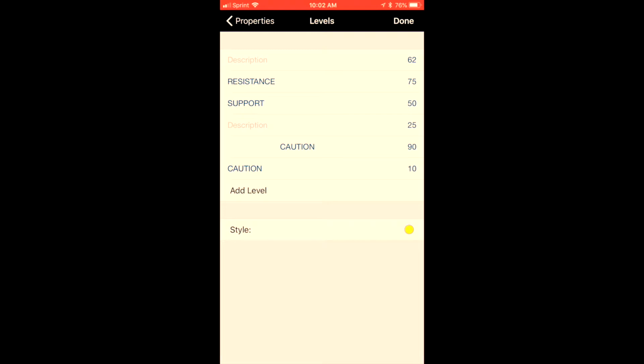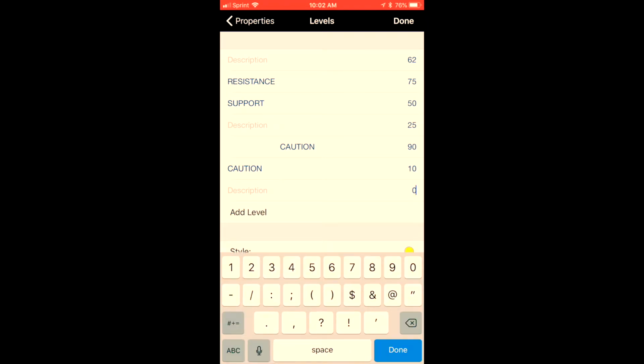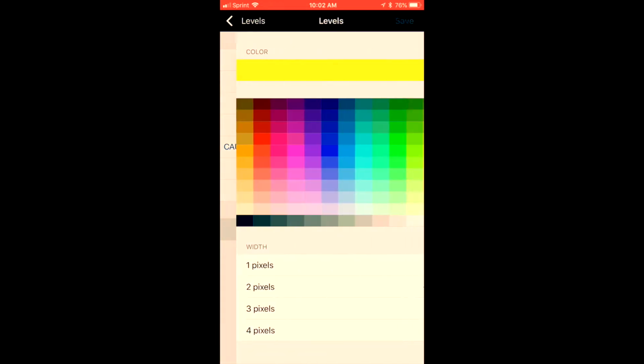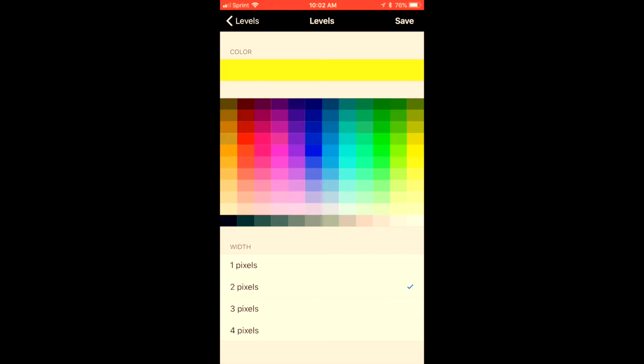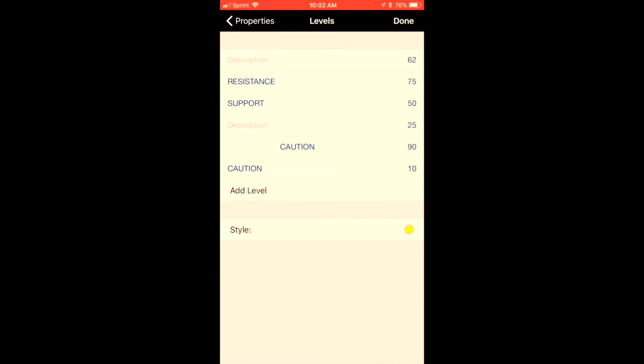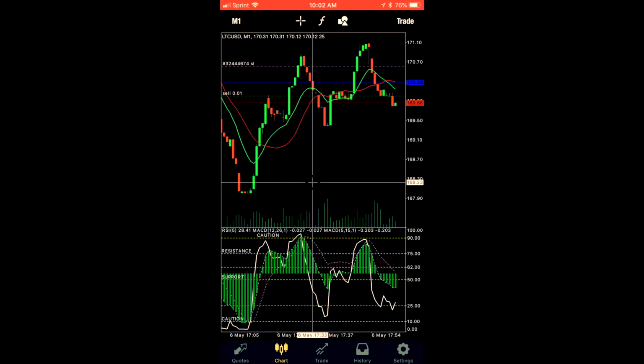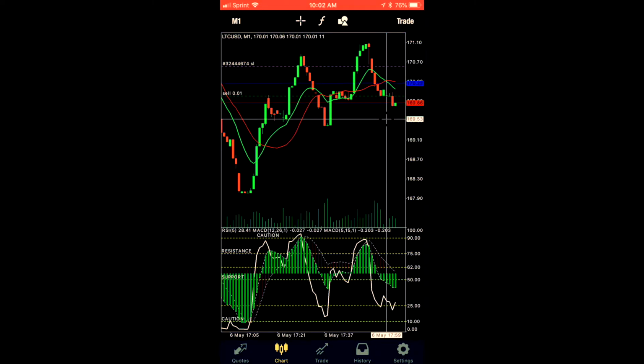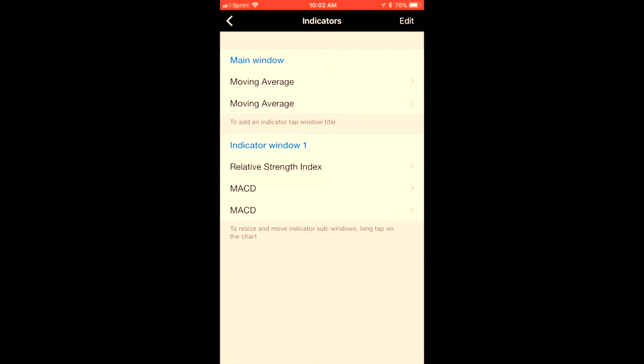If you want to add certain ones on there, all you gotta do is hit the add button and then actually select it. If you want to delete it, swipe it to the side and delete it. Just so you know, this is on the Apple iPhone 8. Then I have my style here along with 2 pixels. That's my settings for my resistance, for my settings for my relative strength index.